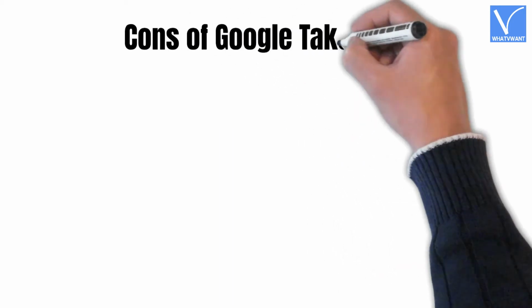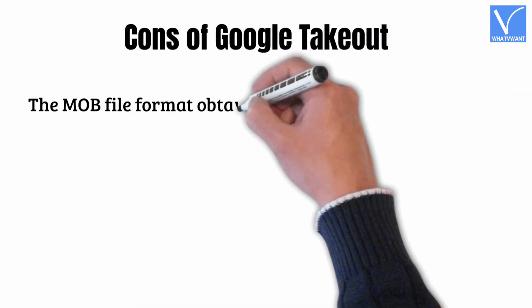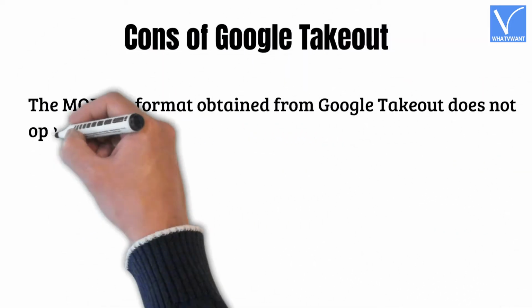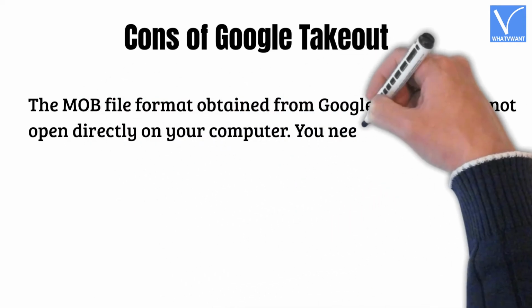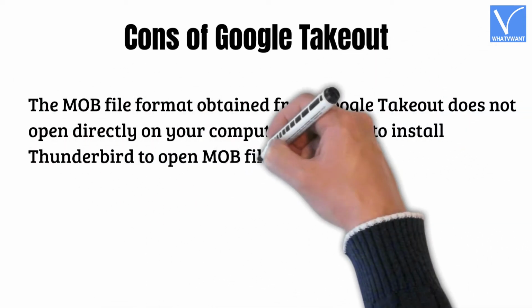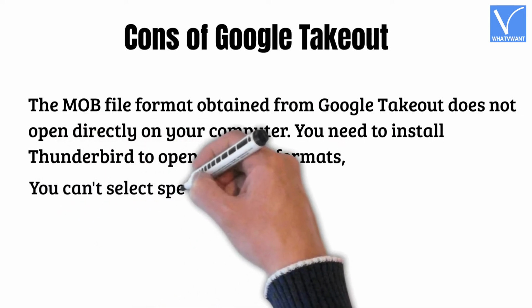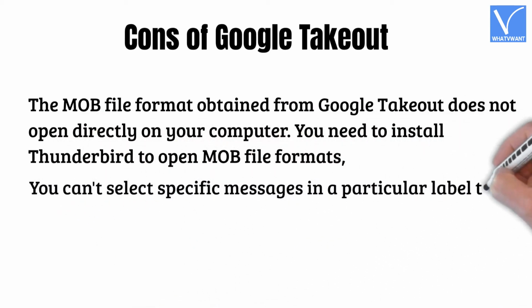Cons of Google Takeout. The MBOX file format obtained from Google Takeout does not open directly on your computer. You need to install Thunderbird to open MBOX file formats. You can't select specific messages in a particular label to archive.